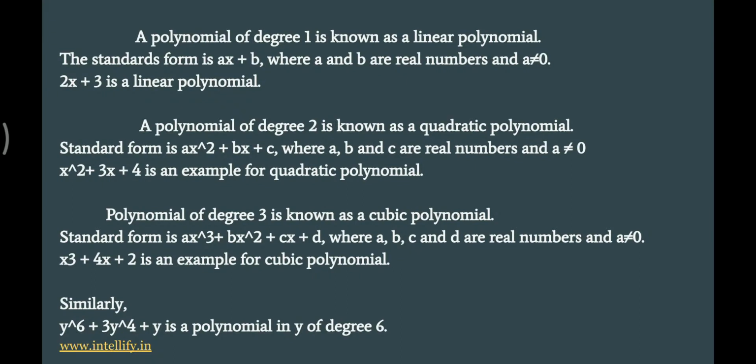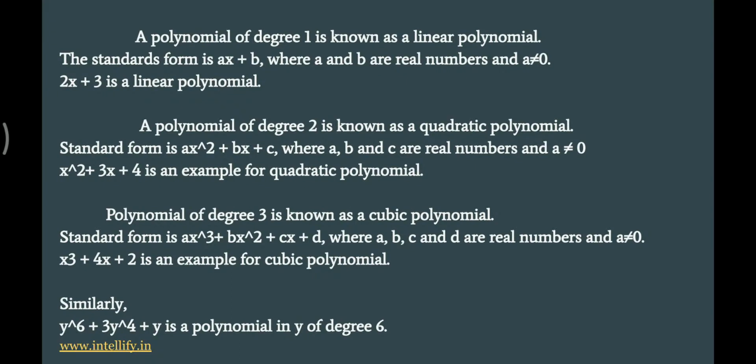The standard form is ax plus b, where a and b are real values. For example, 2x plus 3 is a linear polynomial. For a quadratic polynomial, the form is ax square plus bx plus c, where a, b, c are real numbers. For example, x square plus 3x plus 4.